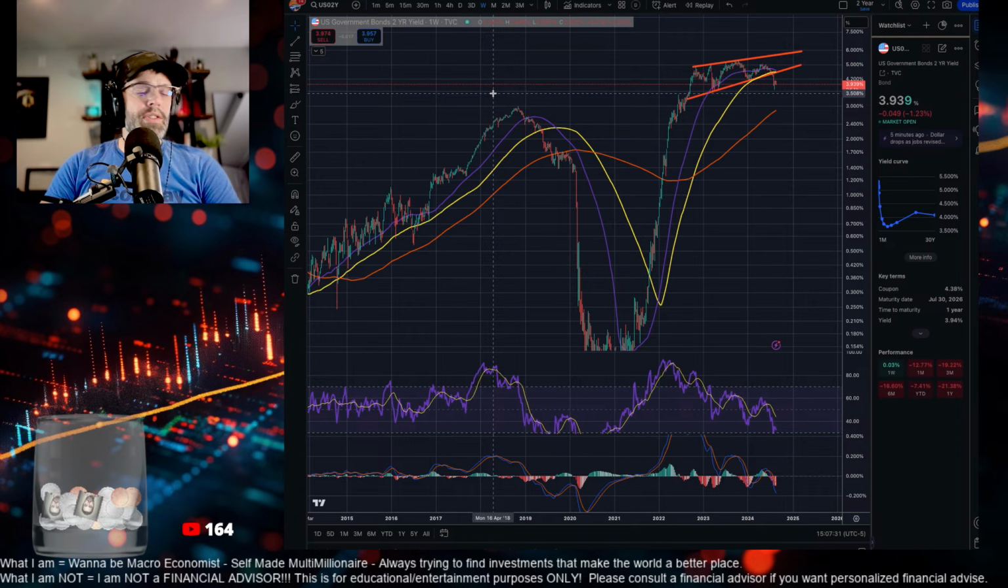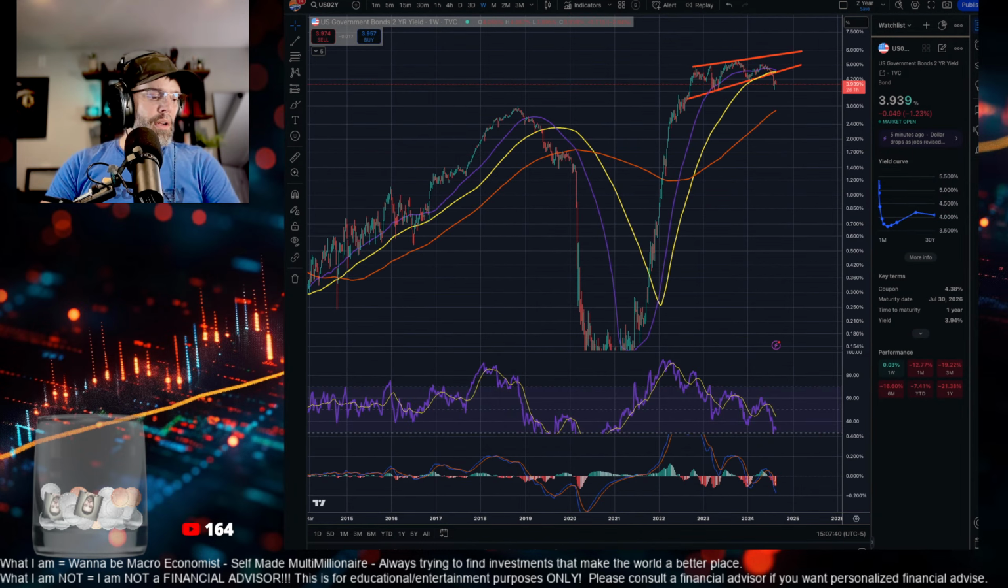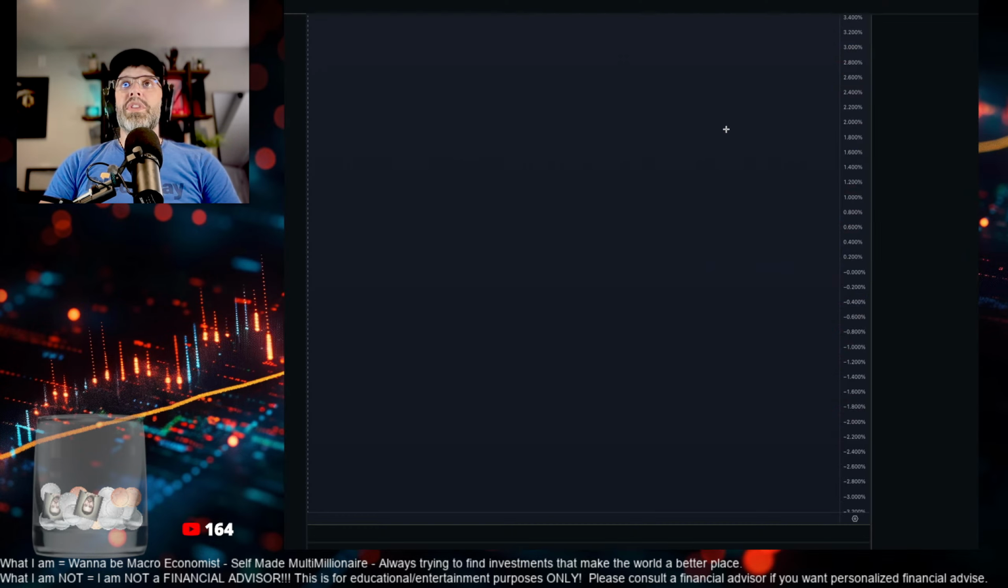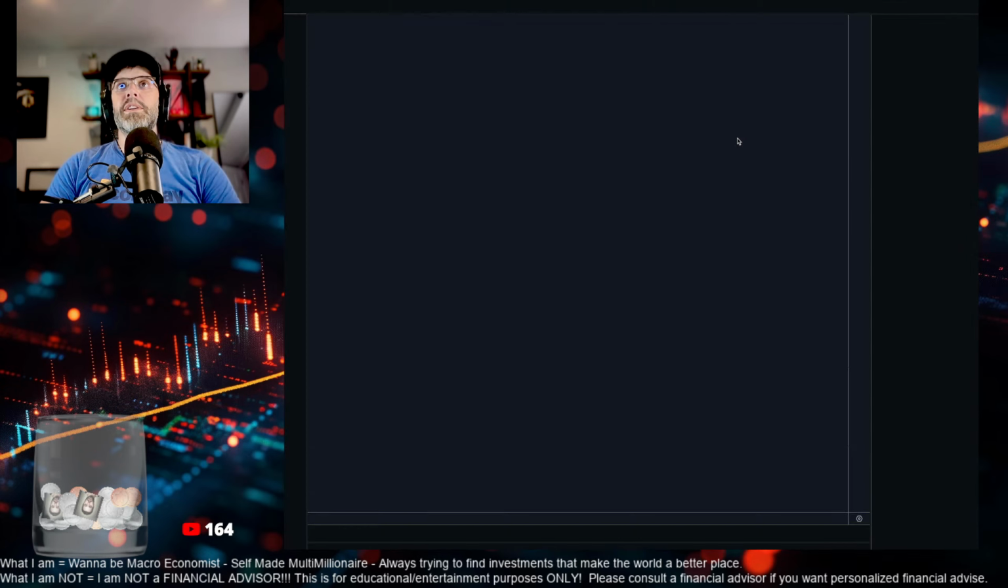But it's nice to see it continuing to weaken a little bit without the MOVE index getting too crazy. The MOVE index is pretty flat. We like to see that. All right, the inversion with the 2 and the 10-year. Staying uninverted. Who knew? Me. I keep saying it all the time.